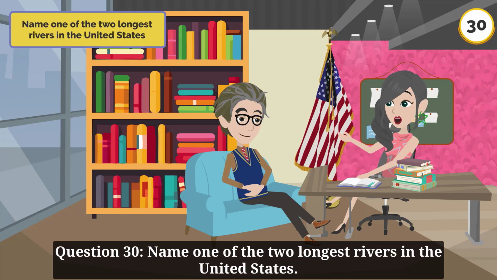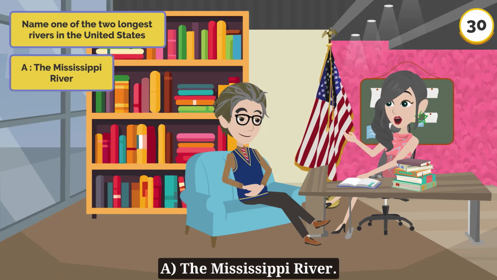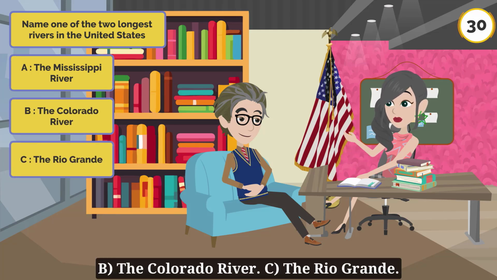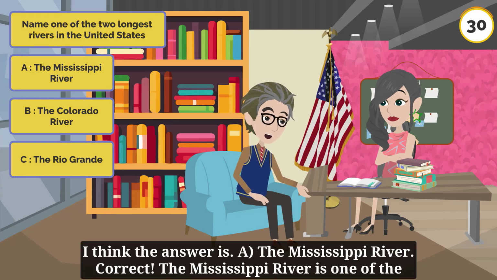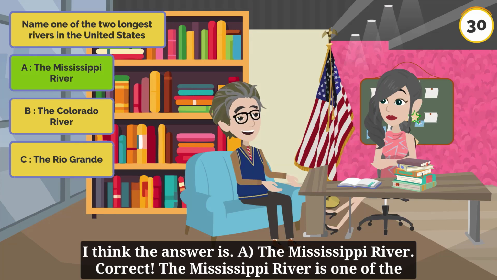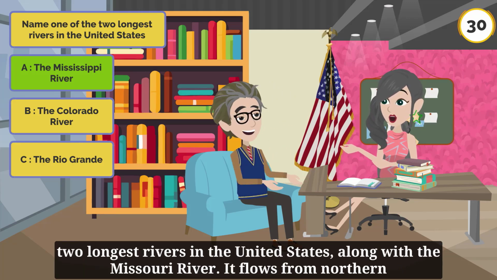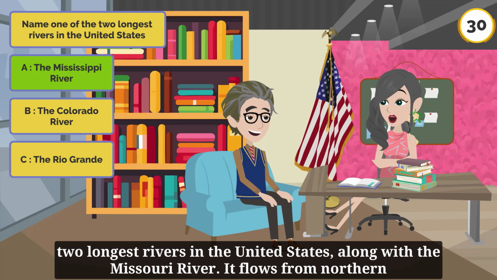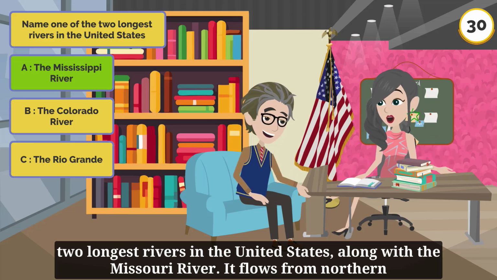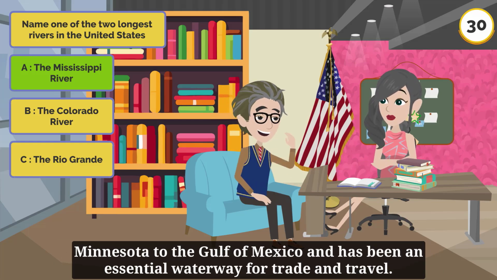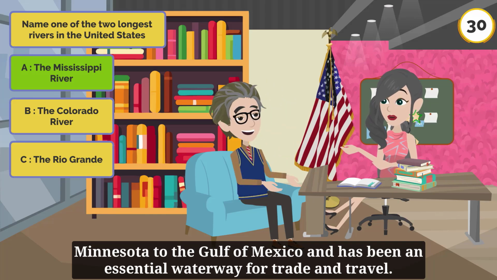Question 30. Name one of the two longest rivers in the United States. A. The Mississippi River. B. The Colorado River. C. The Rio Grande. I think the answer is A. The Mississippi River. Correct. The Mississippi River is one of the two longest rivers in the United States, along with the Missouri River. It flows from northern Minnesota to the Gulf of Mexico and has been an essential waterway for trade and travel.